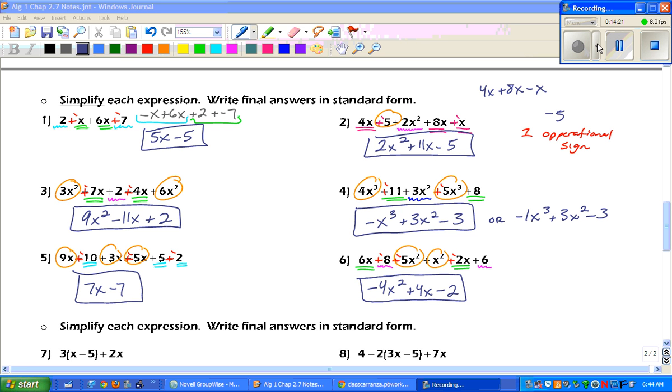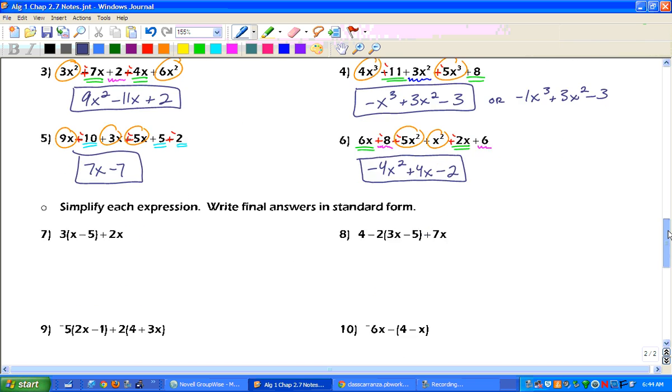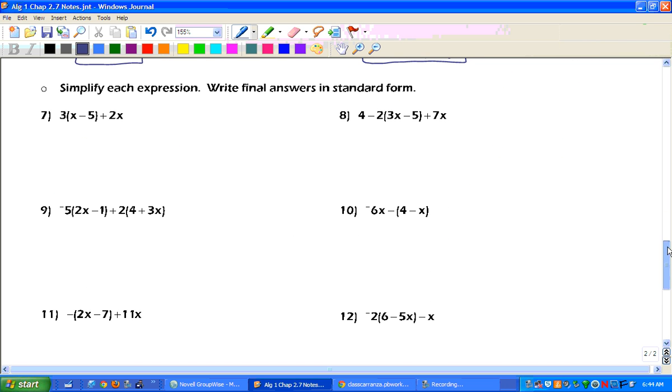Okay, and there are your answers for 4, 5, and 6. Just remember to go through and do the clicks, and then you're only combining the coefficients. Okay, we are not changing anything about those variables. All right. Simplify each expression and write your final answer in standard form.